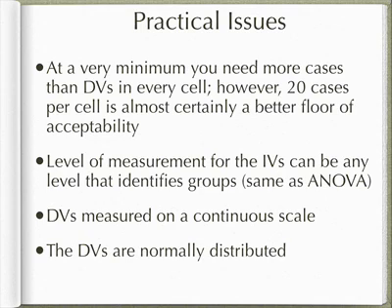Level of measurement of the independent variables can be any level that identifies groups, just like we had with ANOVA. The dependent variables should be a continuous scale, and the dependent variables should be normally distributed. If they're not normal, what might you do? If they're not normal, you might try to transform them in some way to improve the normality.